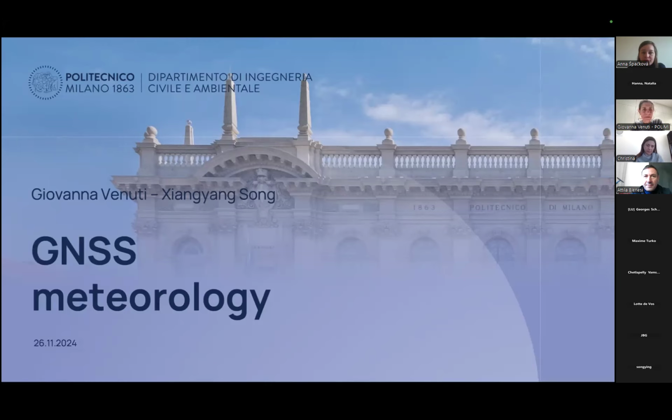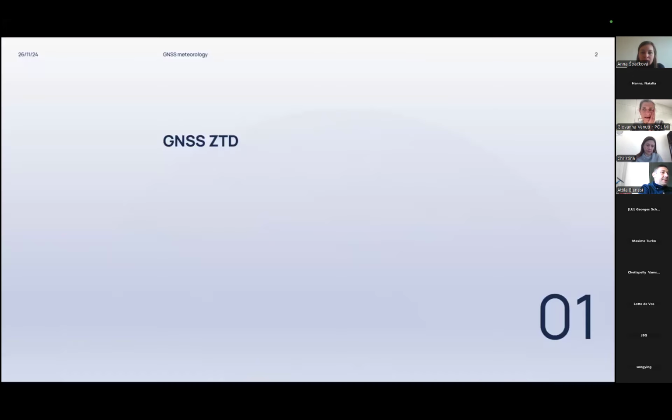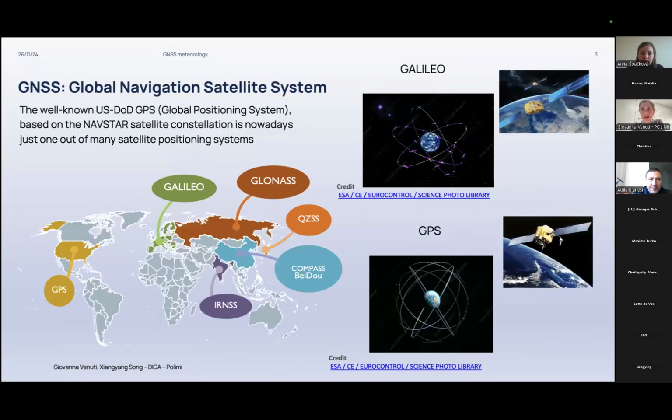Meeting. I will talk about GNSS meteorology, which is the field in which I've been working for, I think, 15 years. So the starting point for this presentation is GNSS ZTD, the possibility to sense, to sound the atmospheric water vapor by means of what is called global navigation satellite system. Maybe some of you know already about it, some others not.